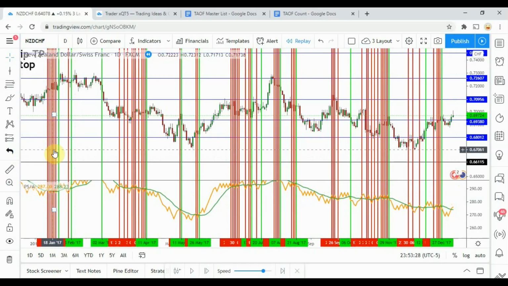Counting the trades up to 73. Whew, man, talk about over trading. All right, so we got 73.